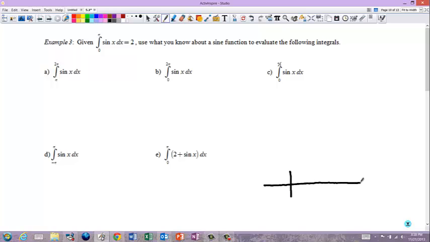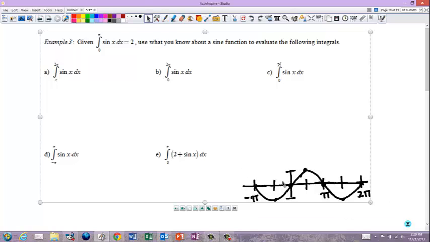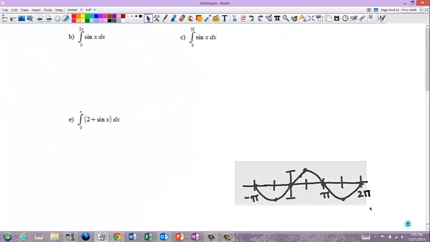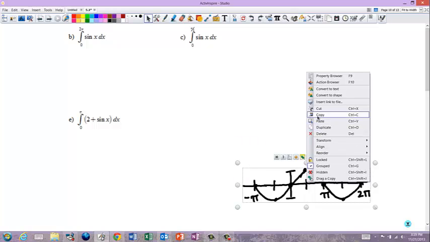Because if I look at my problems, I need to go all the way out to 2 pi, and I need to go all the way back to negative pi. So here's negative pi, 1, 2, 3, 4, 2 pi, pi. Sine starts at zero, and it goes up to 1, down to negative 1. Here's my sine graph. And I'm actually going to be using this a bunch, so I'm going to copy and paste it. Copy. Okay.